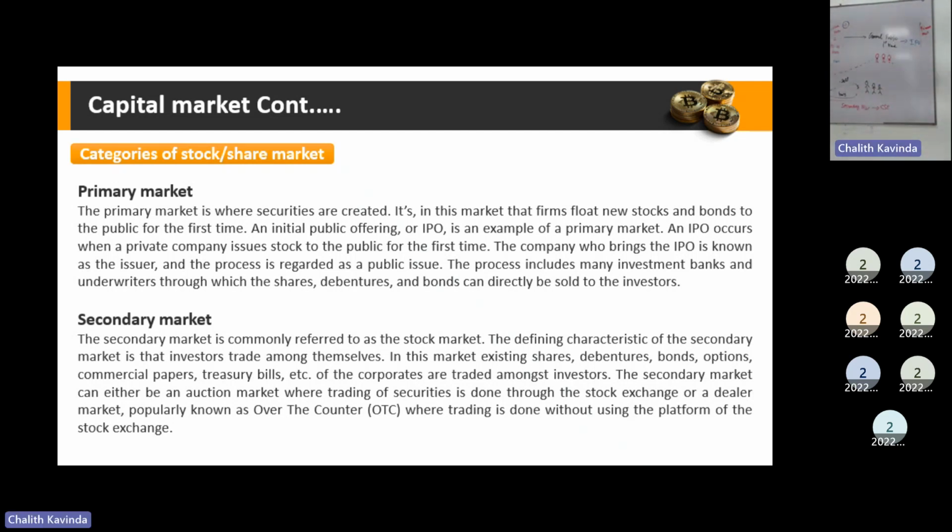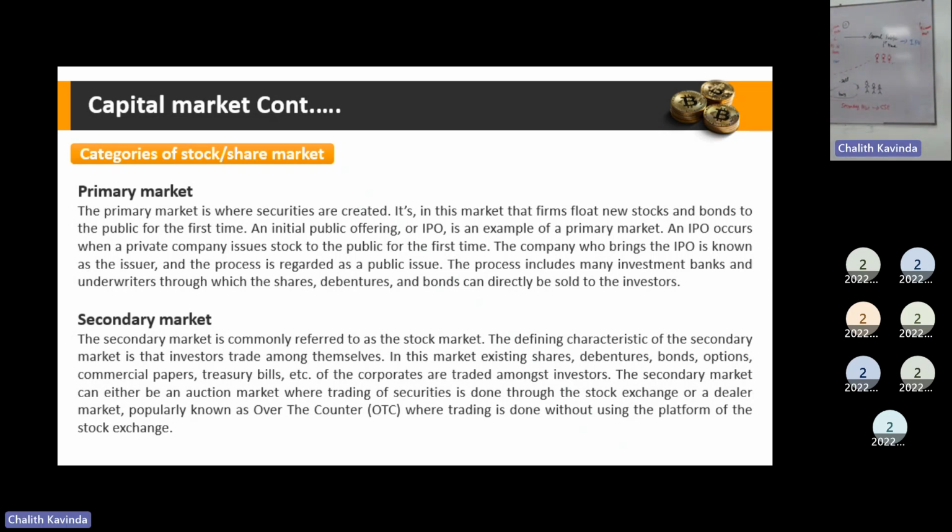It's in the market that firms float new stock of shares and bonds to the public offer for the first time. So initial public offering or IPO is an example for a primary market. That is the first time that the company issues shares to the general public, and we call it an initial public offering. An IPO occurs when a private company issues stocks to the public for the first time. Why?